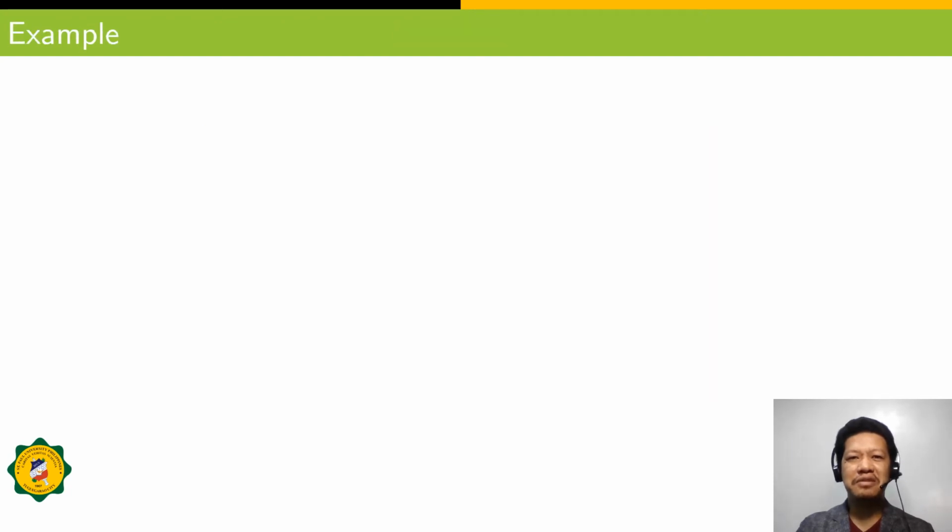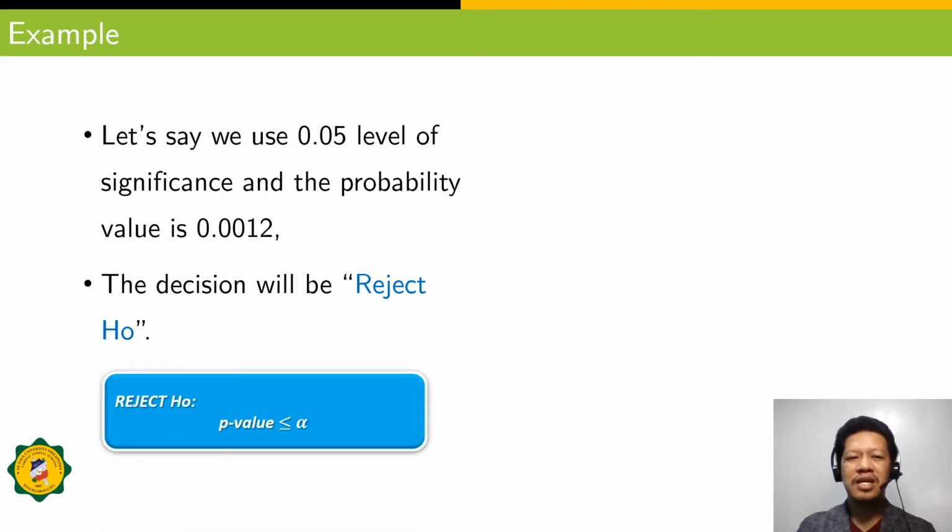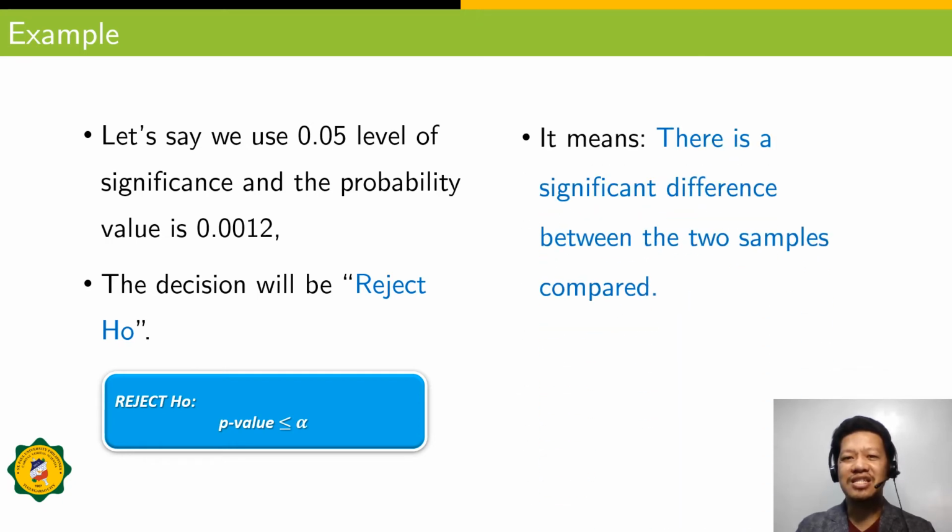For example, using the p-value in making a decision, let's say we use the 0.05 level of significance and the probability value usually given by a statistical software. Like for example, we have this probability value 0.0012. What will be the decision? We have to reject H0. Why? When we compare the alpha or the level of significance and the p-value, the p-value 0.0012 is less than the alpha 0.05. Therefore, we have to reject H0. So when we reject a null hypothesis, it means that there is a significant difference between the two samples compared.